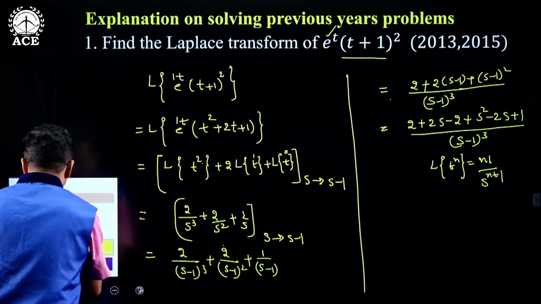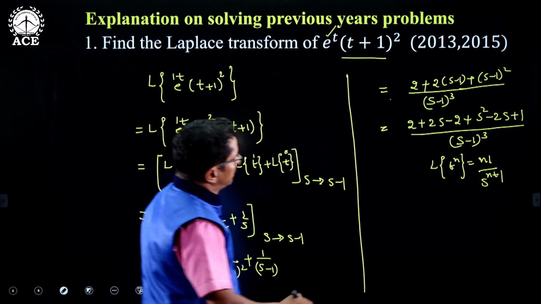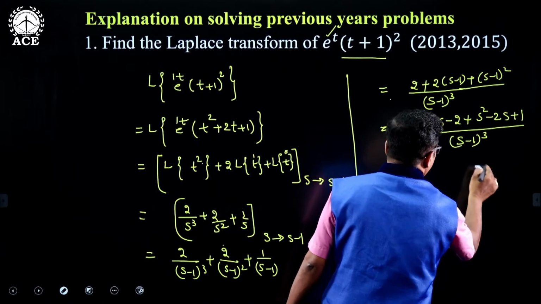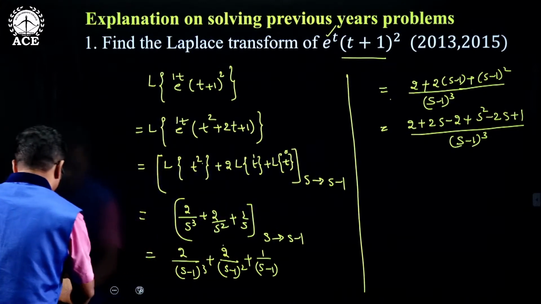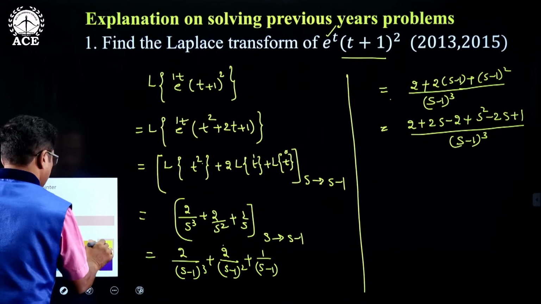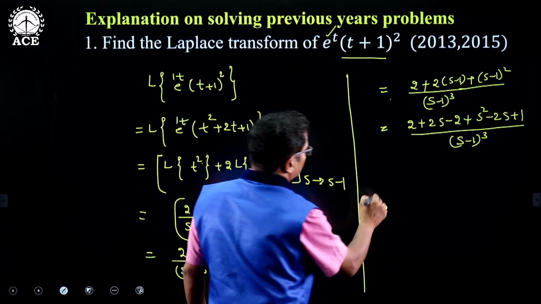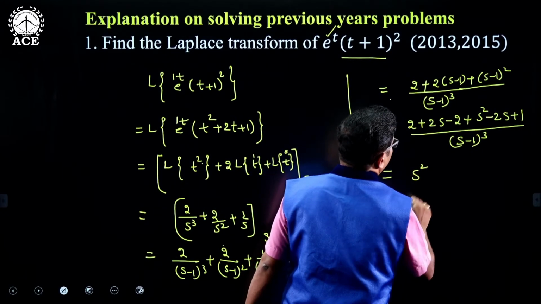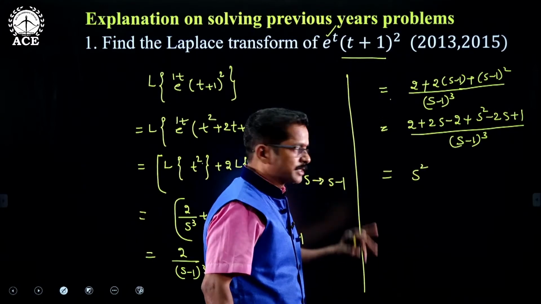So this simplification part you need to do. It's very easy. Okay? So then, which is equals to s square, only term we had, so I am writing s square.